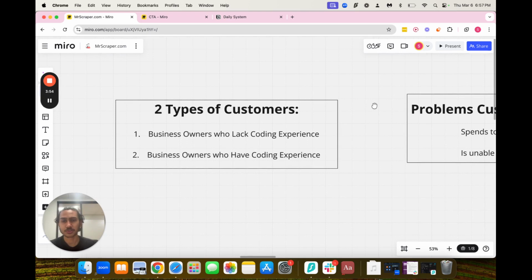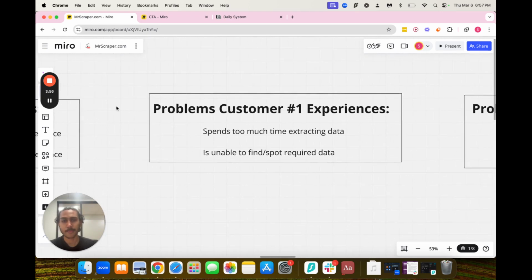So the business owners who lack coding experience, the two problems they have is one, they spend too much time extracting data, and two, they're unable to find or spot required data.